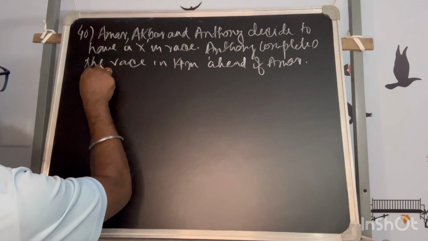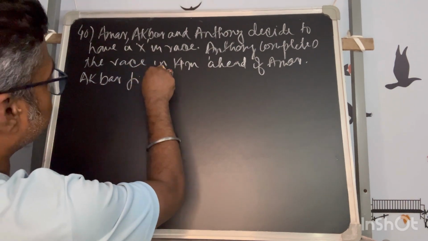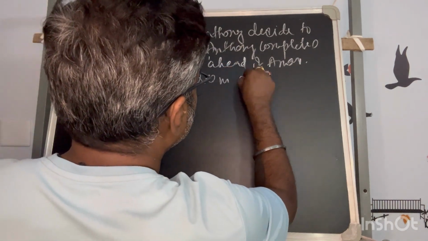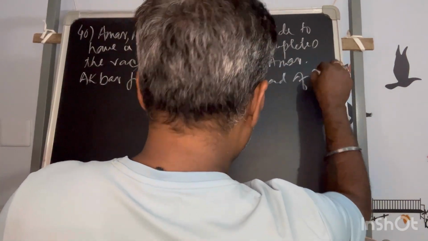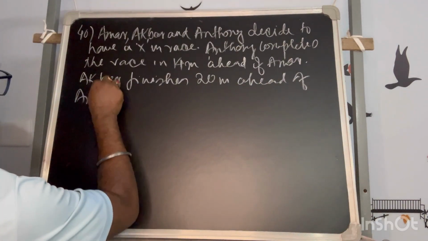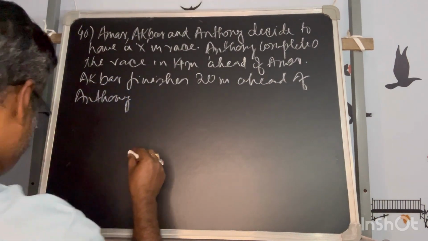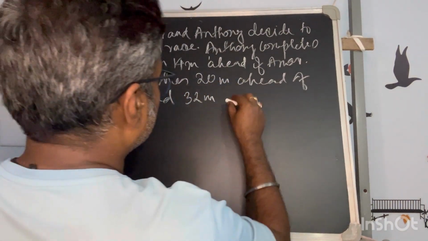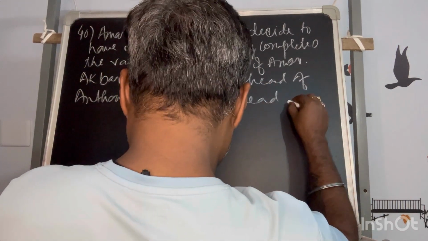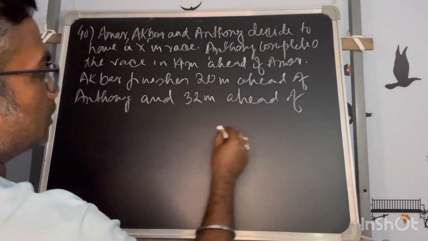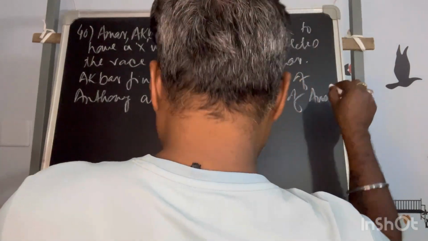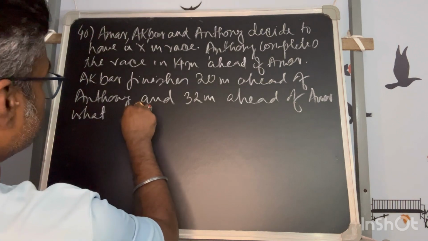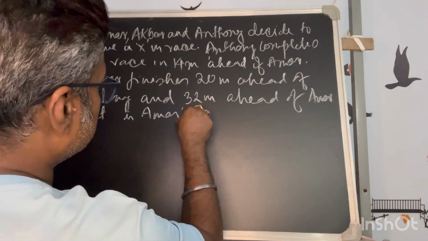Akbar finishes 20 meter ahead of Anthony and 32 meter ahead of Amar. What is Amar's speed?